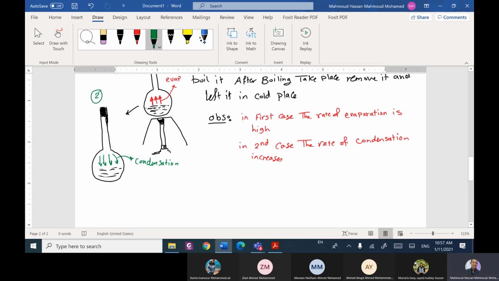Till an equilibrium takes place, where the evaporation rate is equal to the condensation rate. This case represents the chemical equilibrium.